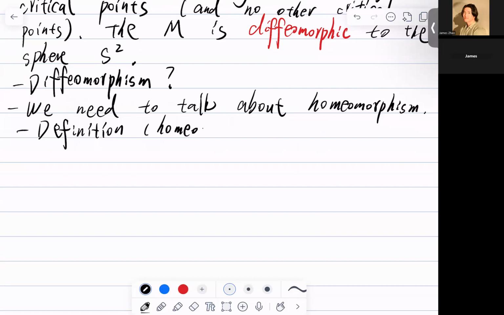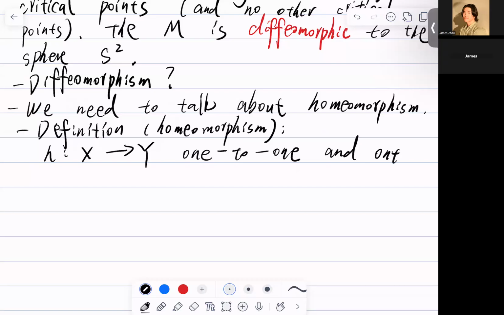What is a homeomorphism? Let's define a function h that maps from X to Y, could be any space, that is one-to-one and onto. So what do those two words mean? If you have taken analysis or any higher level math course, you know that one-to-one means injective. Oops. And onto means surjective.